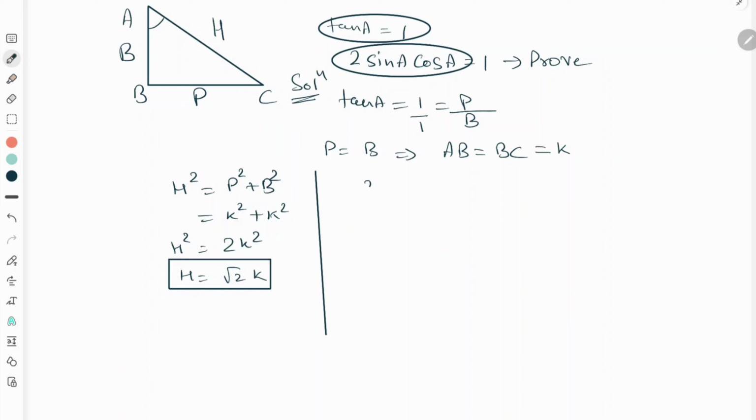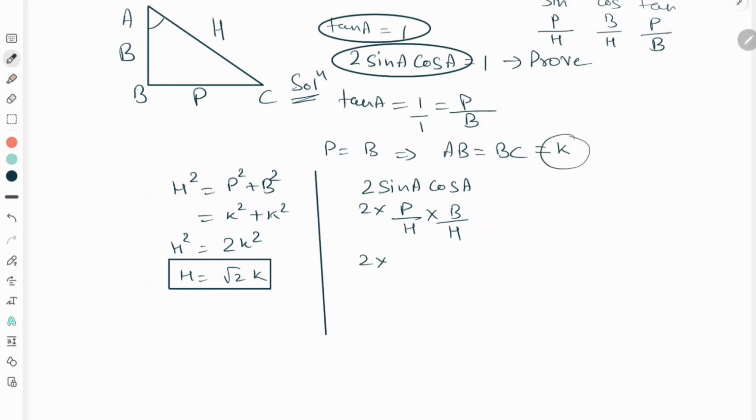Now we have to find 2 sine A and cos A. What is sine A? We can write it as sine cos tan. Then we can use Pakistan bhukha pyasa and Hindustan hara bhara. So sine is perpendicular by hypotenuse, cos is base by hypotenuse. So just write the values. So it will be 2 multiply value of P is K. So K multiply root 2K, base is again K and hypotenuse is root 2K. So K will be cancelled out. This will be equal to 2 and root 2 multiply root 2 will be 2. These two will be cancelled out and this will be equal to 1, which is our right hand side.